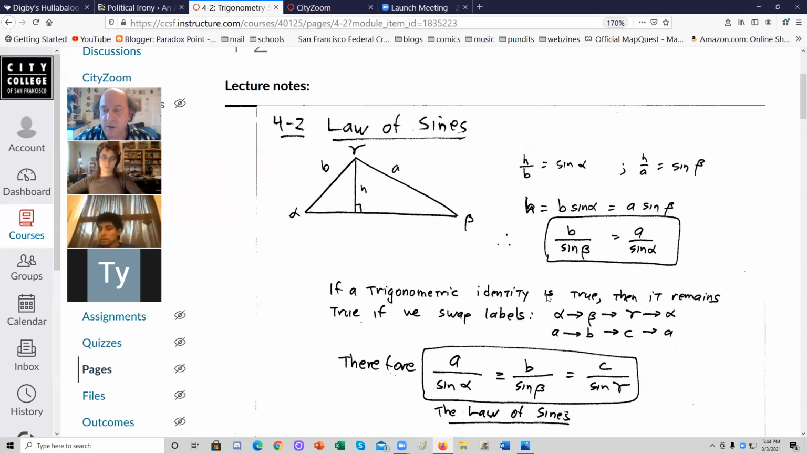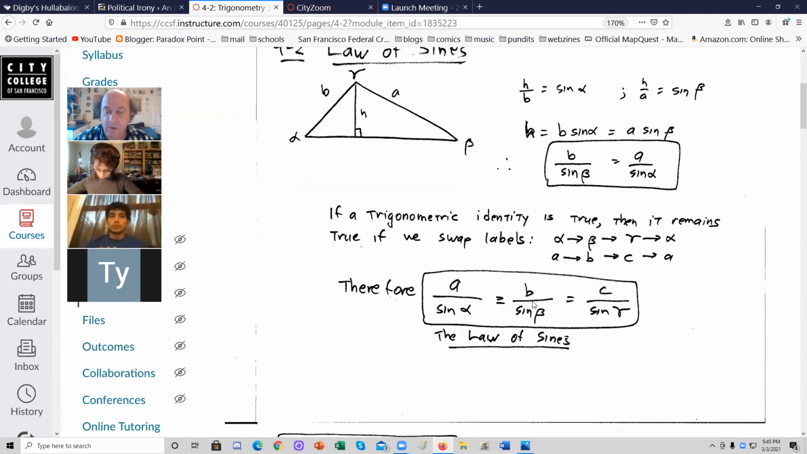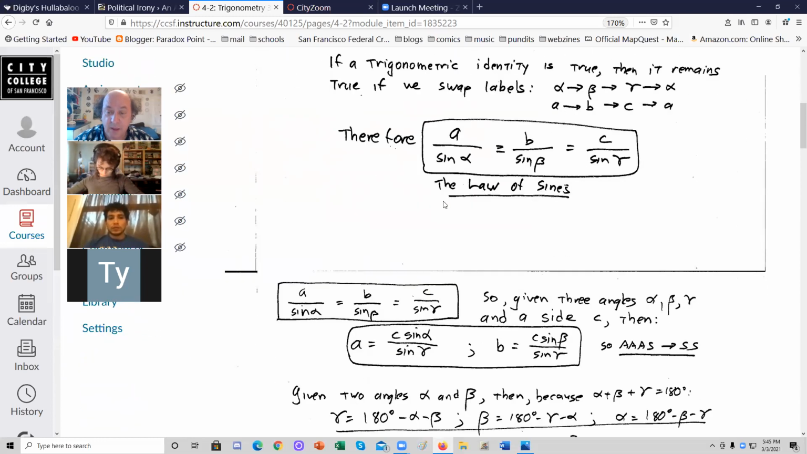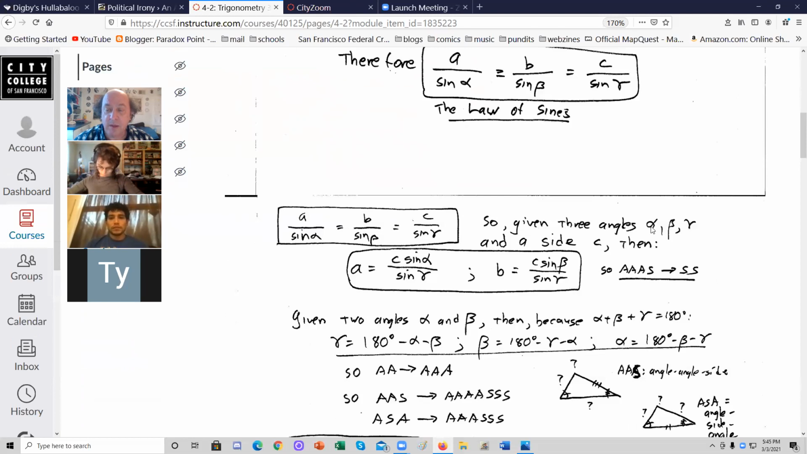Now, if a trigonometric identity is true, then it remains true if we swap the labels, alpha to beta to gamma to alpha, a to b to c to a. So we should also throw in c over sine gamma in this. So that's the law of sines: a over sine alpha equals b over sine beta equals c over sine gamma. Side over sine of the opposite angle is a constant for a given triangle. Now, given 3 angles and a side c, we can solve for a: a is c sine alpha over sine gamma, b is c sine beta over sine gamma. So given 3 angles and a side, you can deduce the other 2 sides.